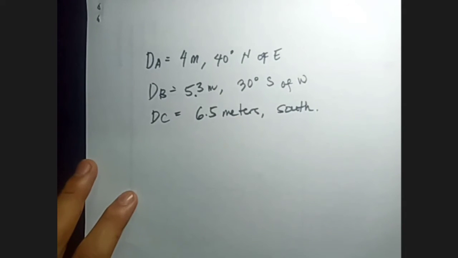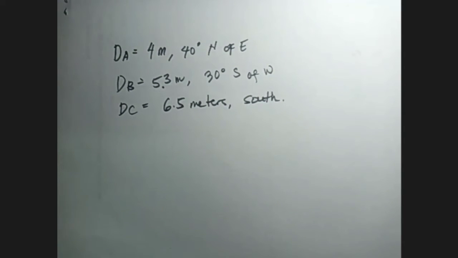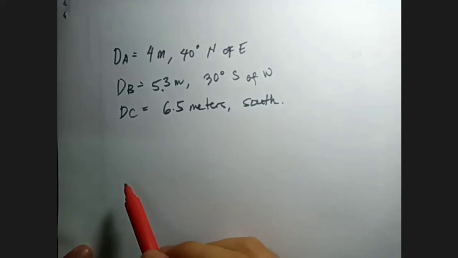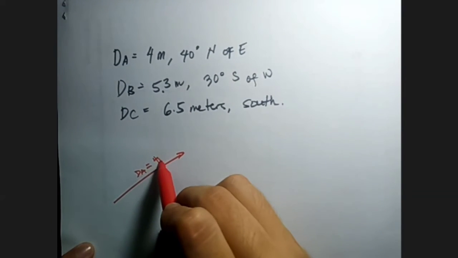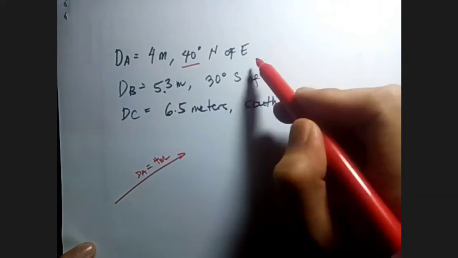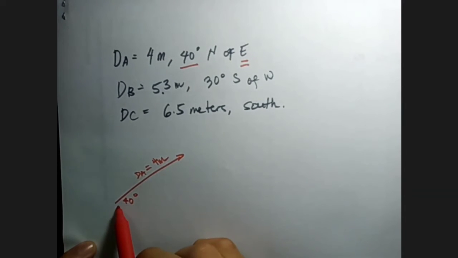We have an example of D sub A, 4 meters, 40 degrees north of east; D sub B, 5.3 meters, 30 degrees south of west; and D sub C, 6.5 meters southward. Let us analyze the components of each vector involved in the plane. Plotting D sub A, it looks like this: D sub A equals 4 meters, and 40 degrees in reference to the eastward direction.